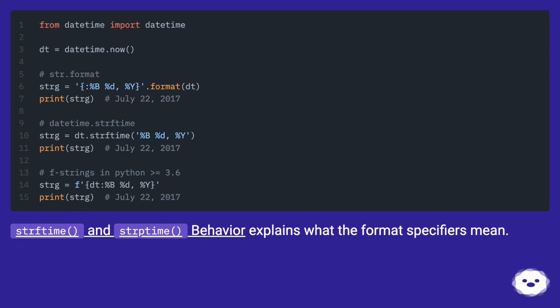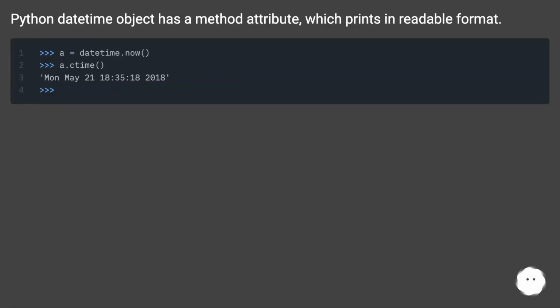strftime and strptime behavior explains what the format specifiers mean. Python datetime object has a method attribute, which prints in readable format.